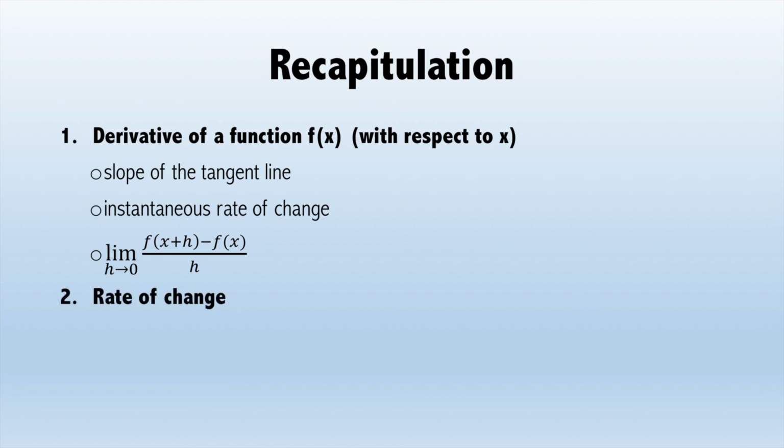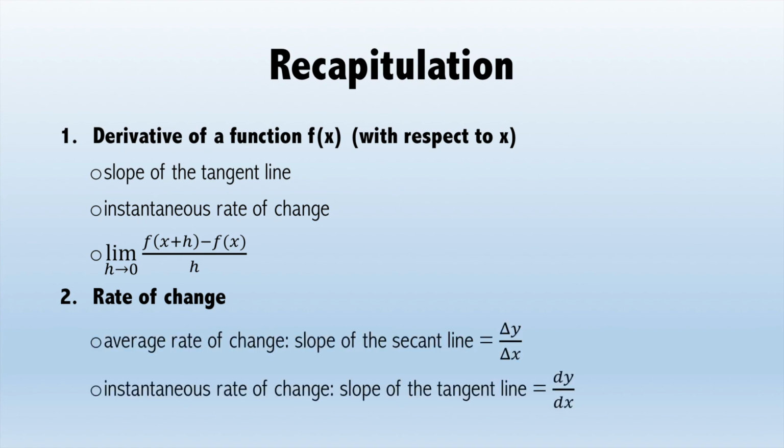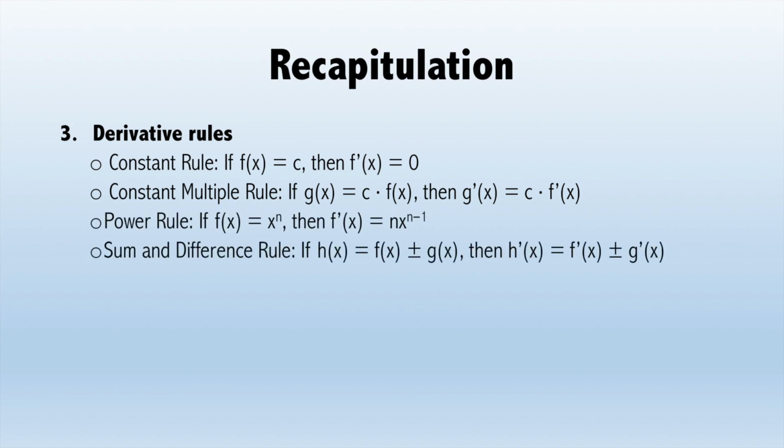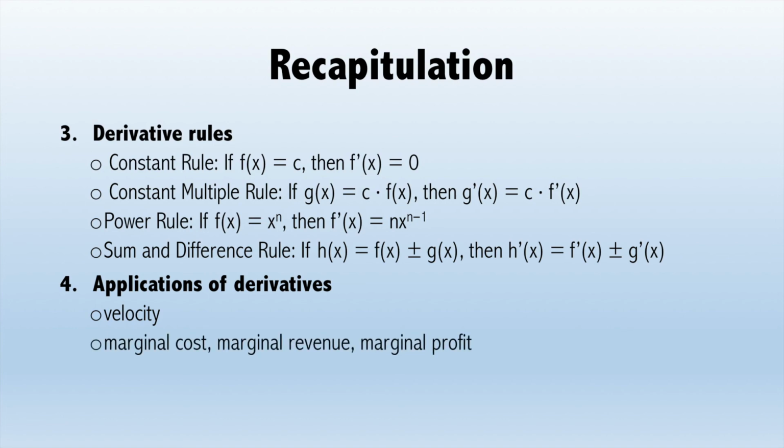Rates of change, on the other hand, come in two ways, average and instantaneous, wherein average is the slope of the secant line and instantaneous is for the tangent. To simplify the process of solving for the derivative, rules are established such as the constant multiple, power, and sum and difference rules. Lastly, we learned that rates of change have a wide range of practical applications, velocity and marginal cost, and the like, for instance.